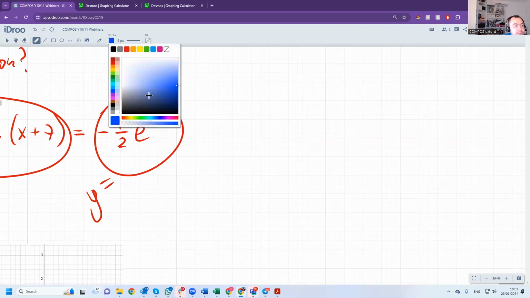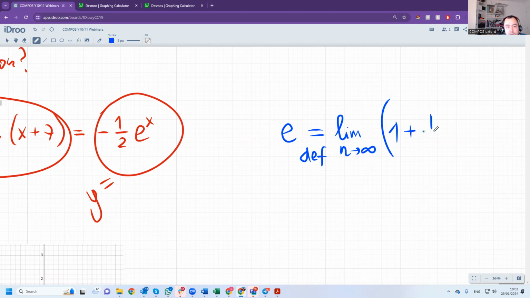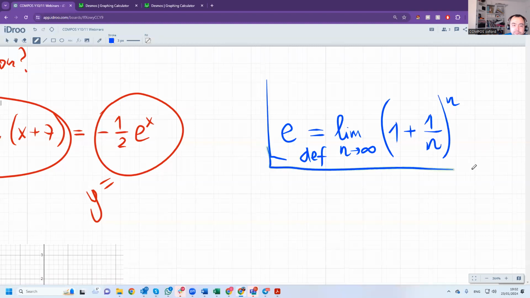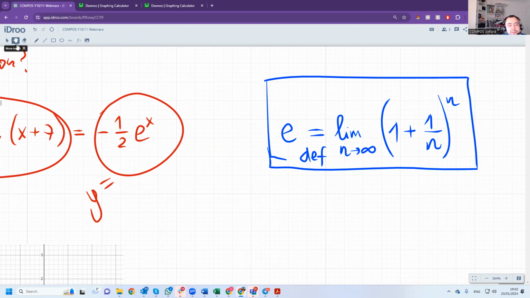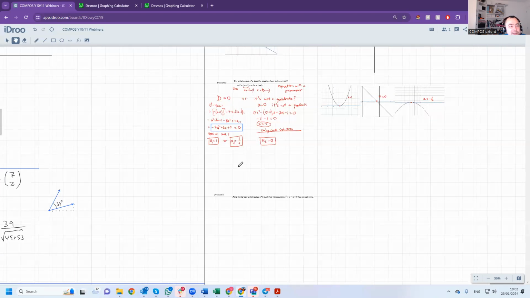E by definition is the limit of n tends to infinity of 1 plus 1 over n to the power n. I won't go any further. That's the definition. Okay.